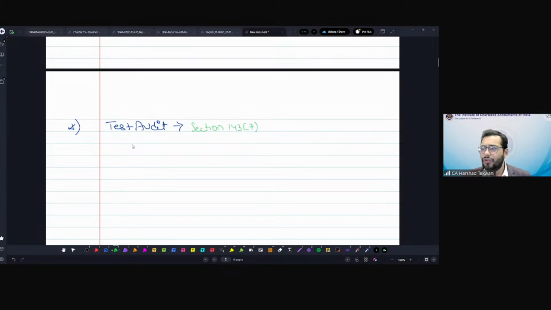Now what is this test audit? Basically, C&AG, in case of any company, any government company, if he considers necessary, then he may appoint a person to carry out the test audit as per the provisions of a particular act. I'll come to that. Okay, now what is this test audit? How is it different from the supplementary audit?